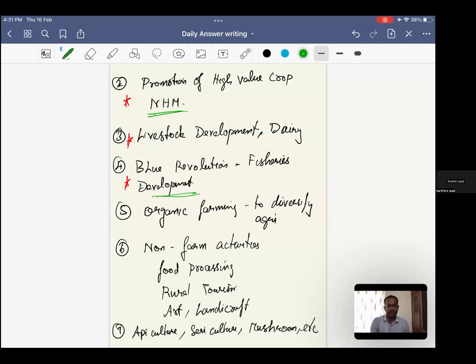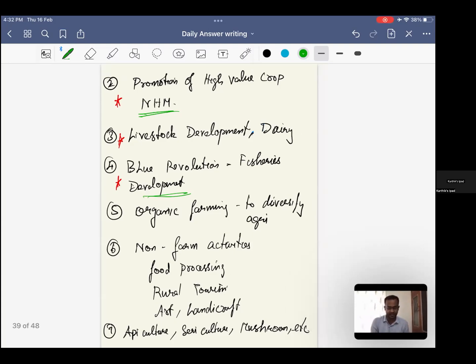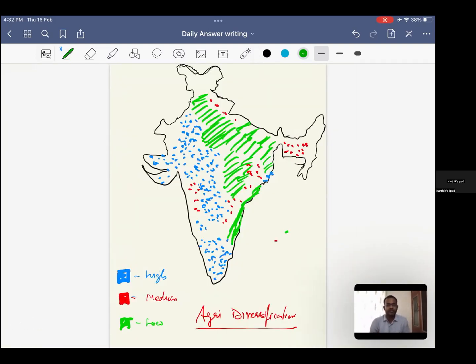Apart from this, organic farming is also being done to diversify agriculture. There are also non-farm activities which come under agricultural diversification: food processing industry, rural tourism, art, handicrafts, and some form of cottage-based food processing industries. Other than that, apiculture, sericulture, and mushroom cultivation will also be present. This is the ongoing diversification. And to speak about diversification, you can draw a map very simply.